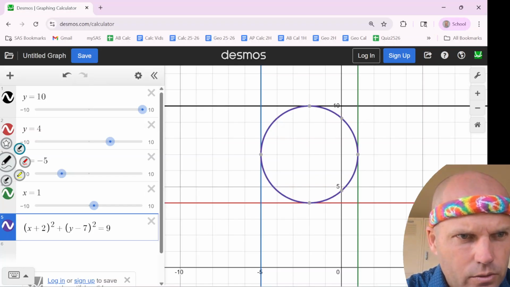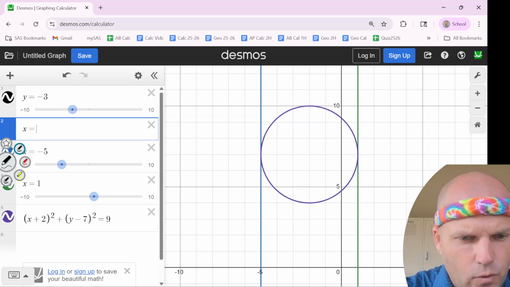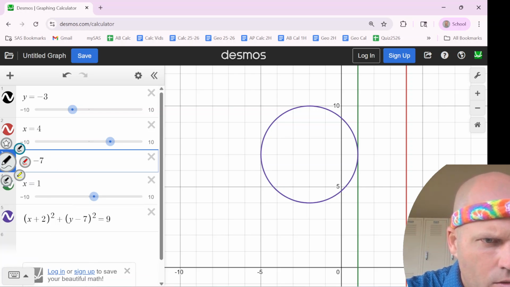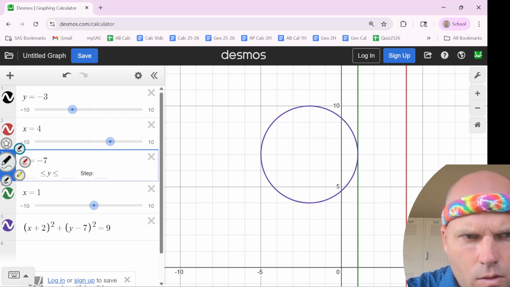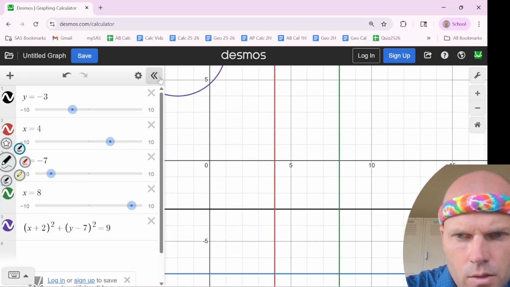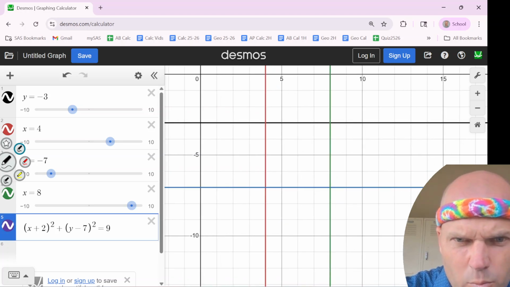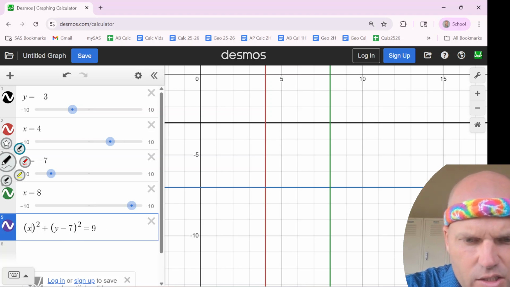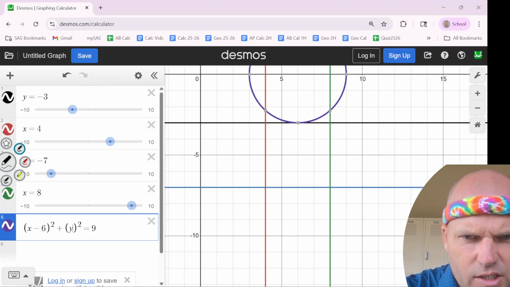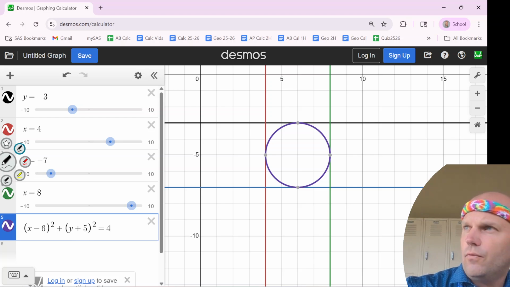And I'm going to show that y = −3, x = 4, y = −7, x = 8. There are my 4 lines. They're 4 away from each other, bringing us to a center of (6, −5), with a radius of 2, with a radius squared of 4.